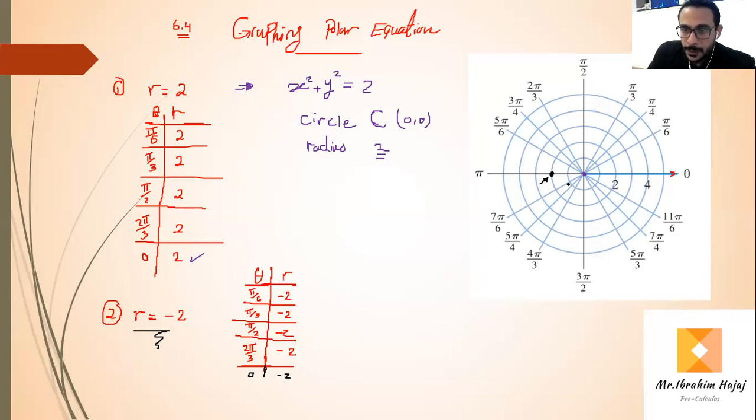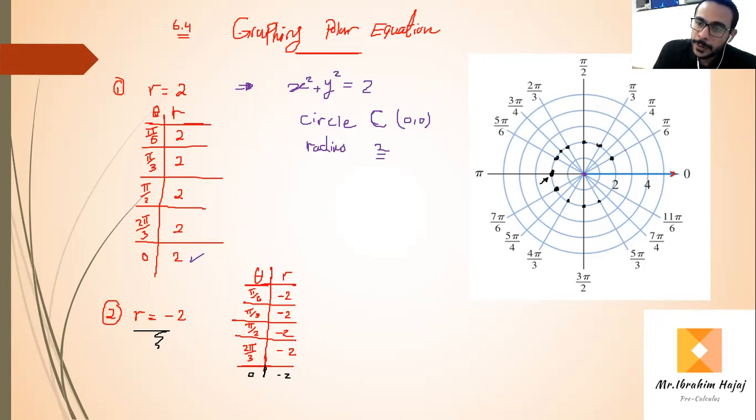So pi over 6 and -2. Pi over 6 and the 2 is here, and the -2 should be here. Then pi over 3 and -2. The 2 is here, and -2 becomes here, and so on. Pi over 2 and the 2 is up here, so when it is -2 we reflect it down. 2 pi over 3 is here, so -2 becomes here. If we connect my points, we have a shape like this.